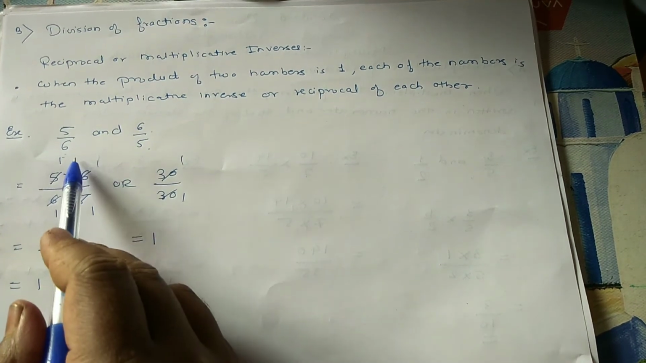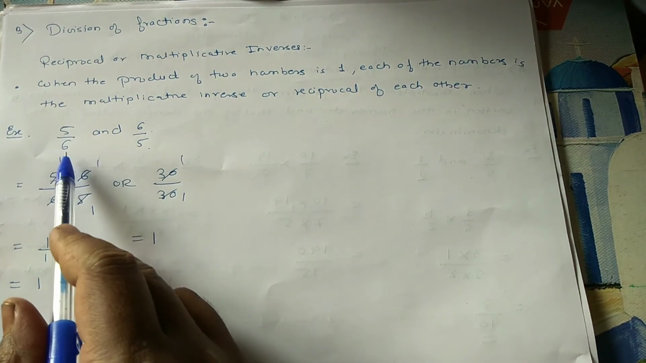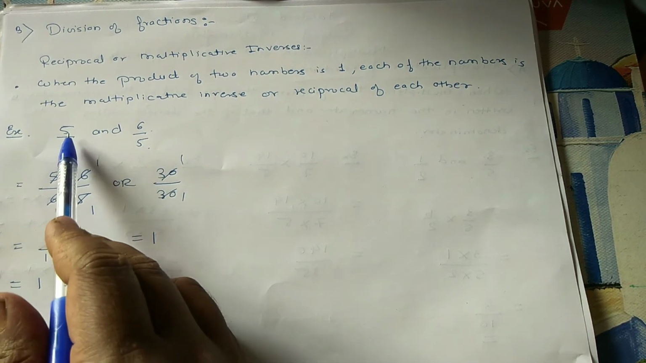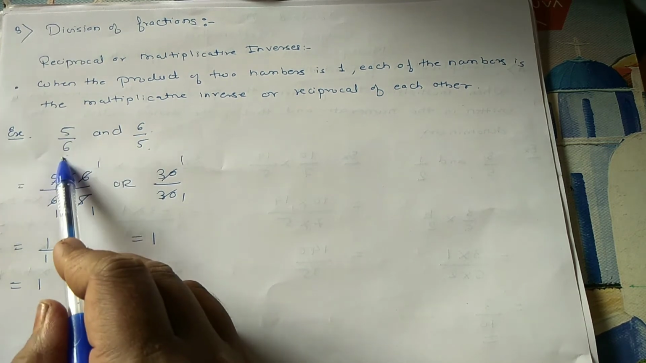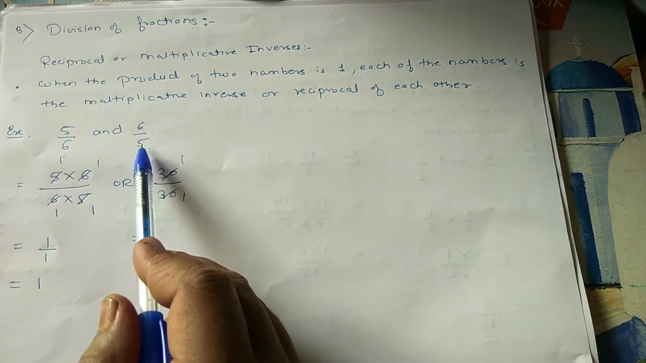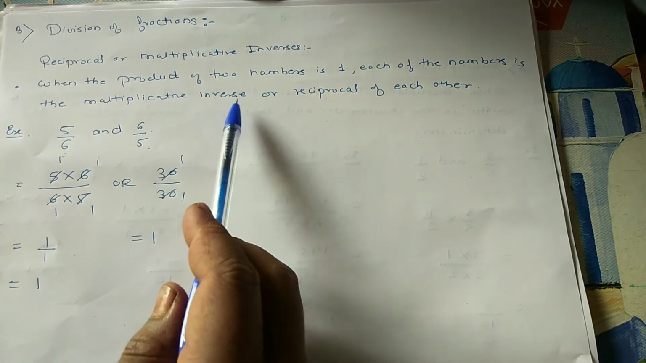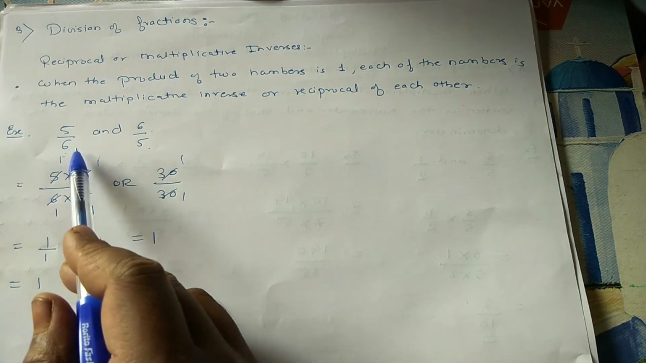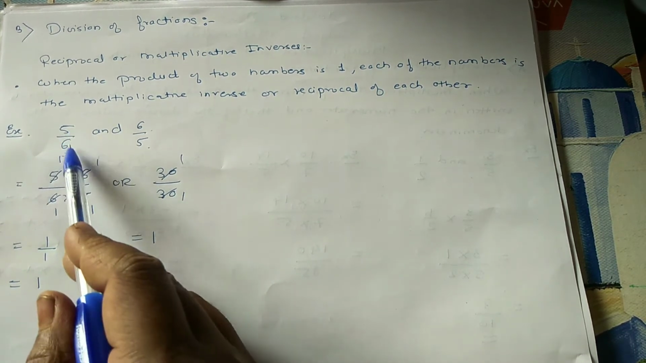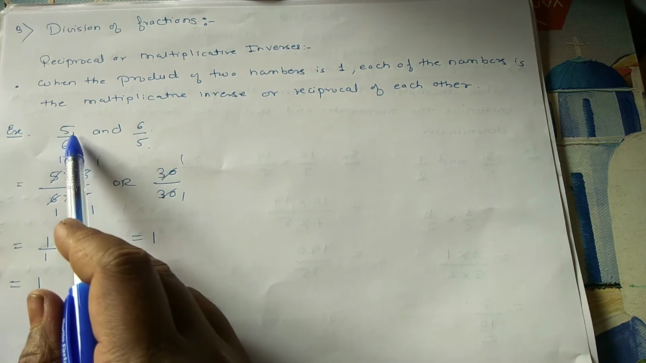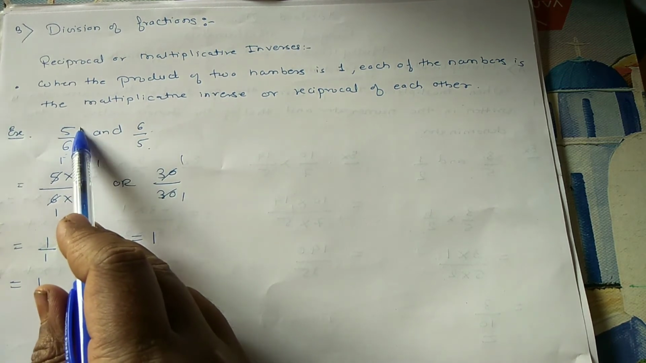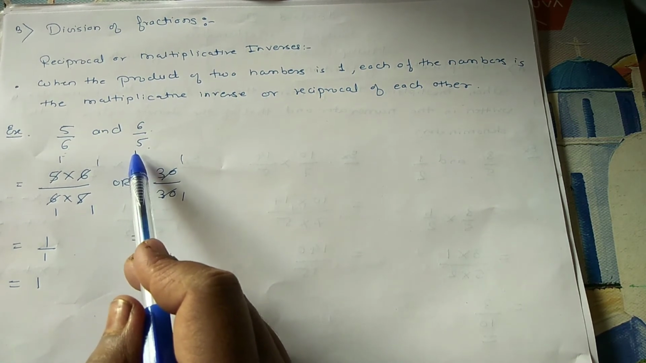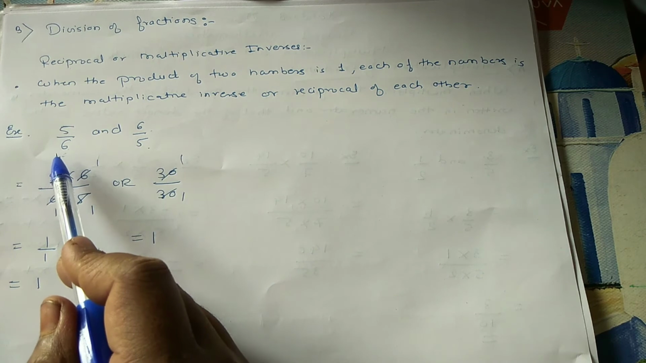So in this case, if you observe, whenever I took the product of these two, the value becomes 1. Suppose we consider the number 5 upon 6, then 6 upon 5 is called the multiplicative inverse or the reciprocal of this number. If you observe 5 upon 6 and 6 by 5, in the first fraction the position of 5 is the numerator. In the second case, the position of 5 is the denominator. Similar is the case with 6.